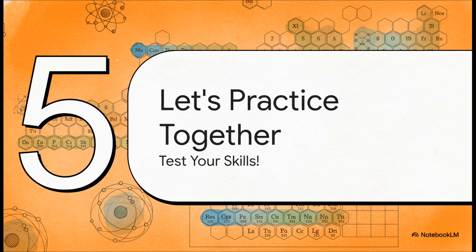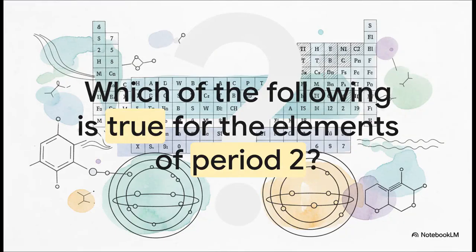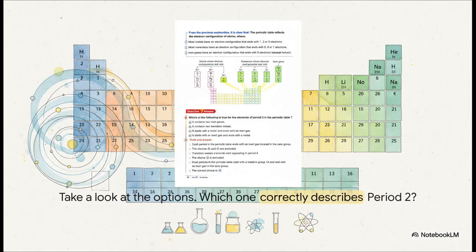All right, you've learned how to read the map. So now I think it's time to test out your new skills. Let's try a quick challenge together. You ready? Okay, here is our first challenge. I want you to close your eyes and picture period 2. That's the second row from the top. Think about the elements you'd find there as you go from the left side all the way to the right. Now, which one of these statements is true for those elements? Take a good look at the options on your screen.